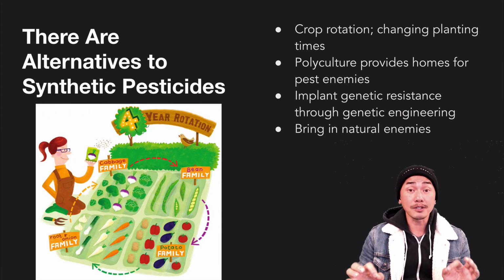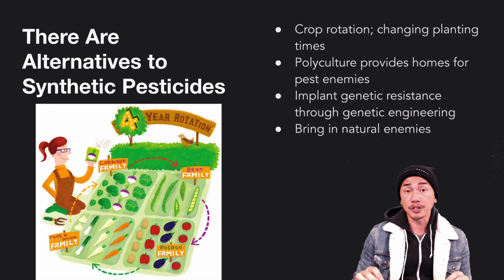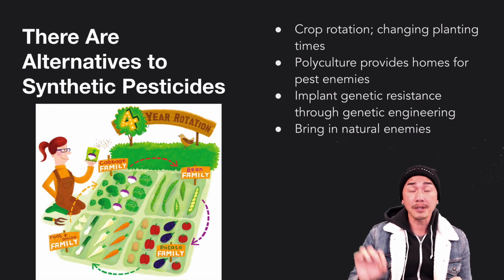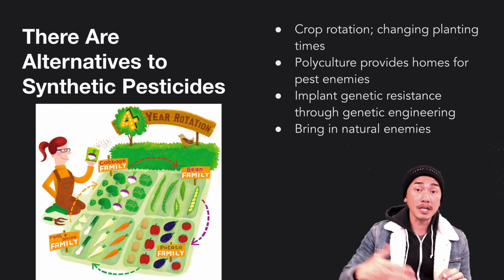We don't have to use synthetic pesticides. There are many alternatives. First, we can use crop rotation, where you plant different crops at different times during the year, never allowing one pest to take full control. You can also use polyculture, which creates habitat for enemies of the pest. You can implant genetic resistance to a pest by using genetic engineering. You can also just bring in the natural enemy to take care of your pest.